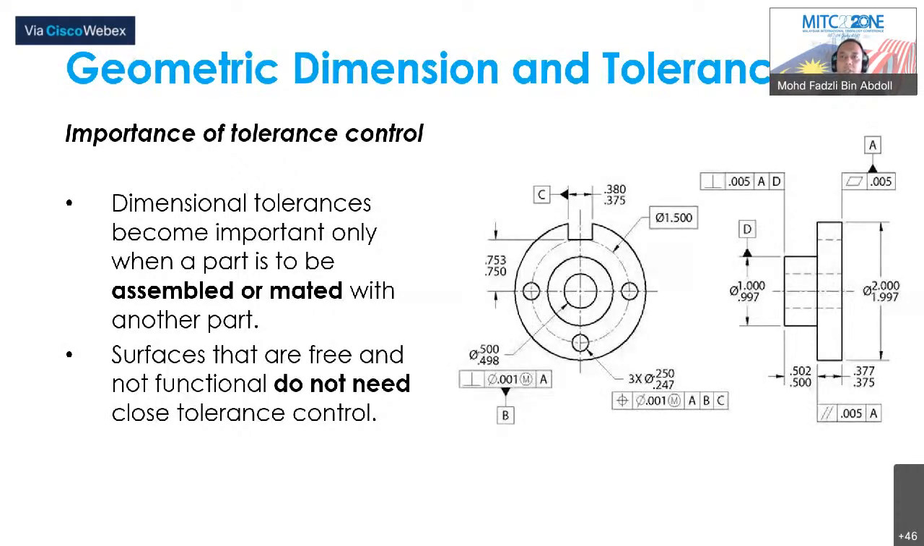Okay, this is the geometric dimension and tolerance, important tolerance control. Dimension and tolerance become important only when a part is to be assembled with another part. This is the importance of the tolerance bila kita nak buat assembly. Surfaces that are free and not functional do not need close tolerance control.